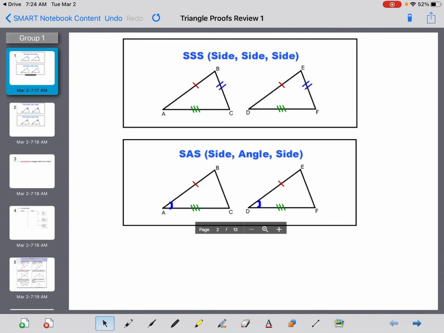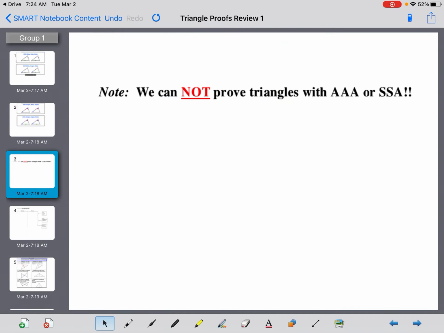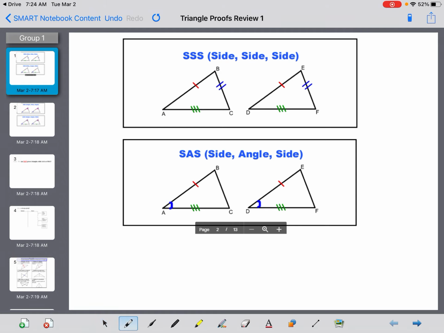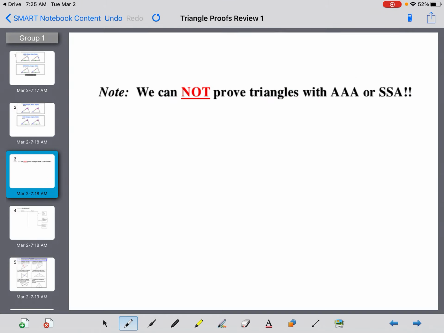Okay, in the beginning you're going to have some useful information that you can reference while you work on this packet. The first is your different types of congruency. We have side, side, side. We have side, angle, side. We have angle, side, angle. And we have angle, angle, side. Notice that they're all demonstrated within the triangles themselves. It's very important to remember that you cannot prove triangles with angle, angle, angle, or SSA. Those are no good.